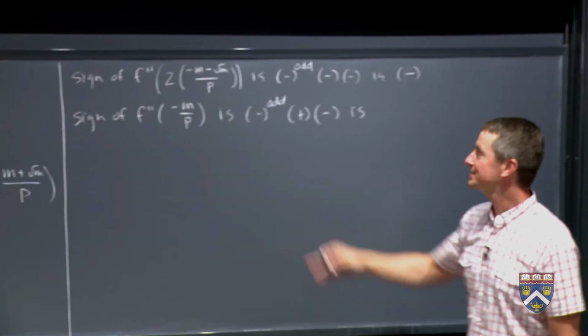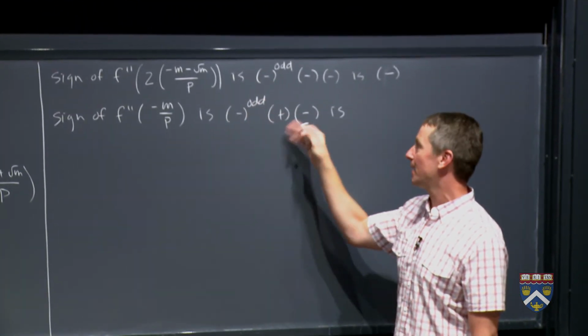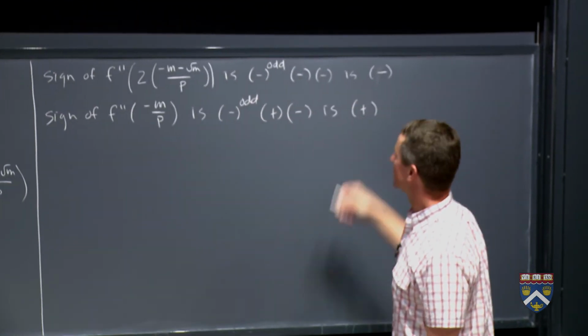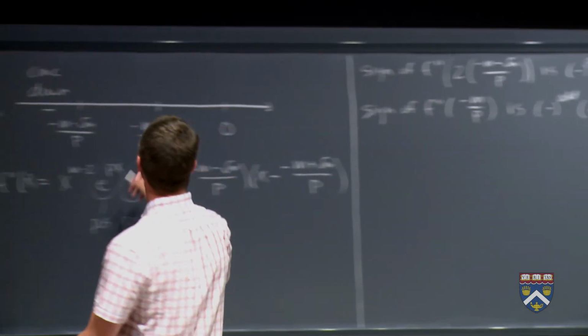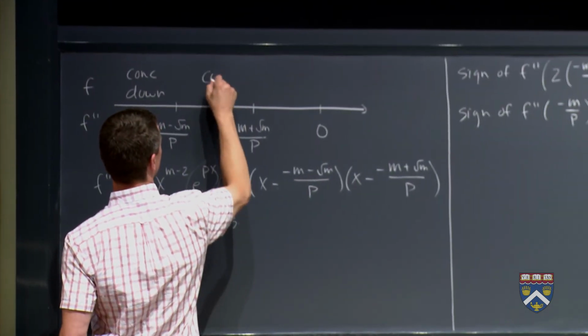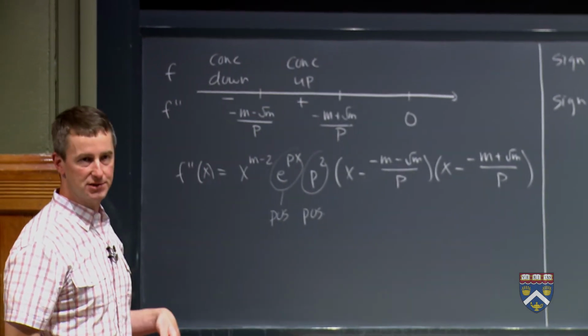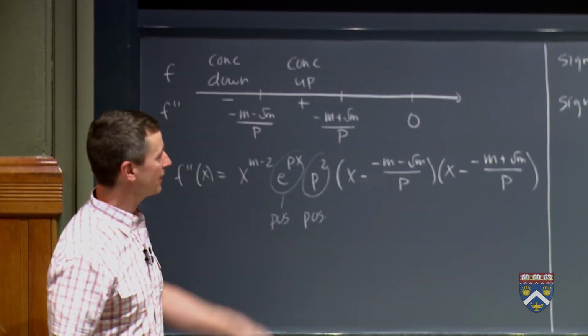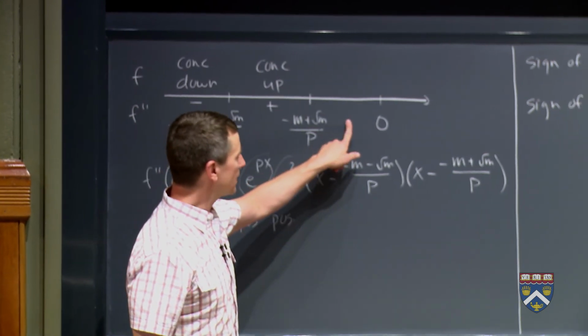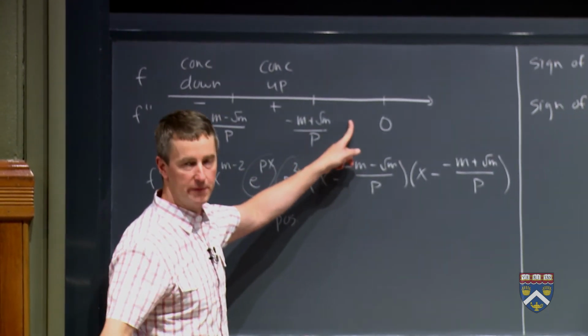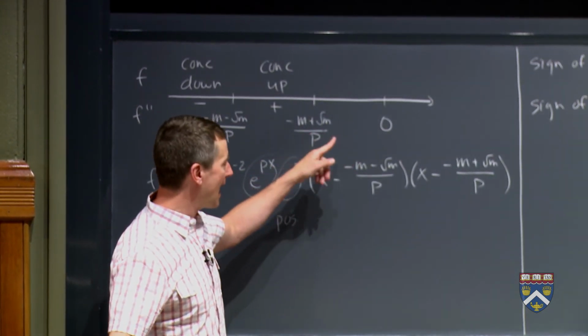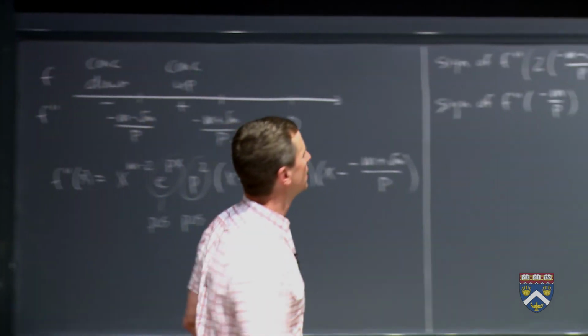So what does that all tell us? A negative to an odd is negative. Negative, positive, negative is positive. So f double prime is positive here. So f is concave up. So we found ourselves at an inflection point. We changed from concave down to concave up. We've got to pick a number in between here and here based on what we've done before. If I cut a number in half, it moves it closer to 0.